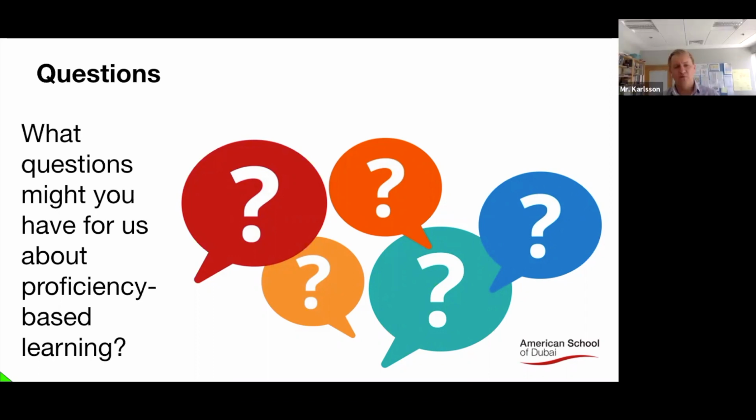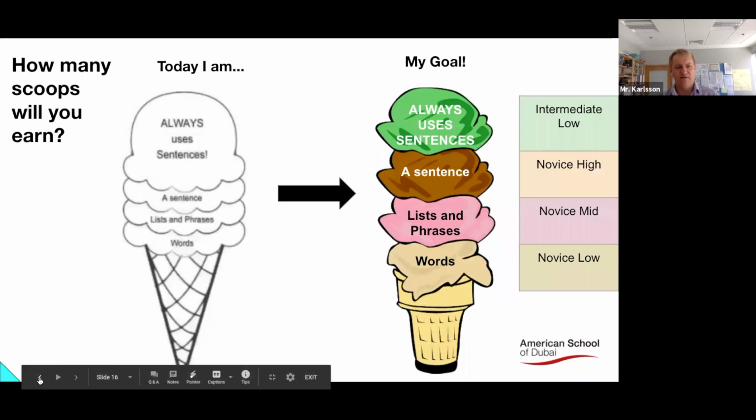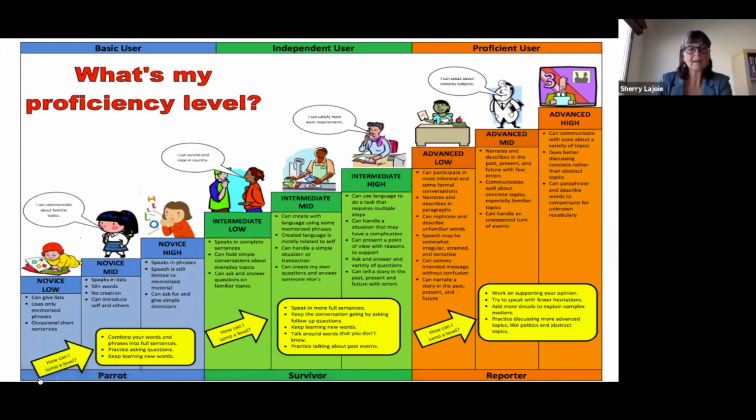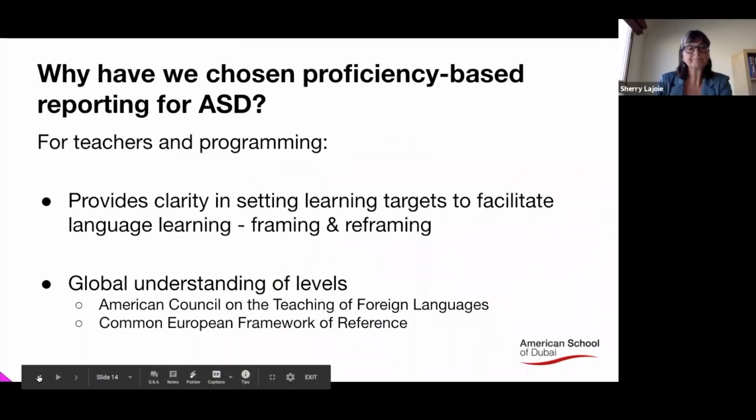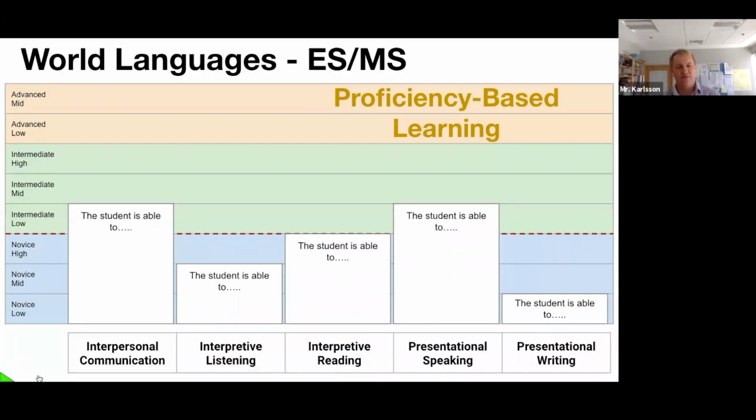Sherry, I wonder if you could go back to that slide with the part of the rubric on it. That might be able to help with that. Yes. Go one more back. Sorry, no. A couple more.